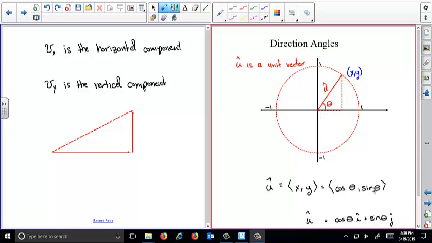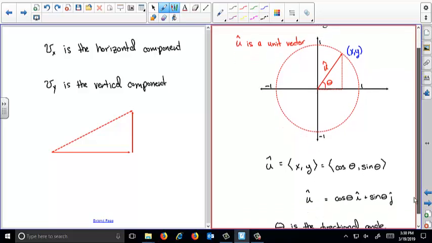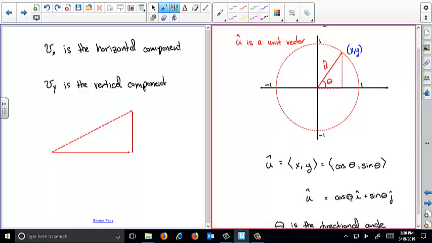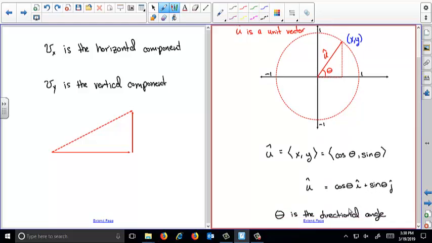So you can do it in this vector notation, or you can do it in this unit vector notation. And the theta is called the directional angle. So there's a directional angle associated with the unit vector. There's also a directional angle associated with any vector. It's the angle between the positive x-axis and the actual vector in standard position.